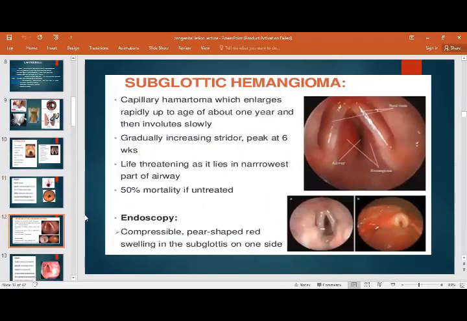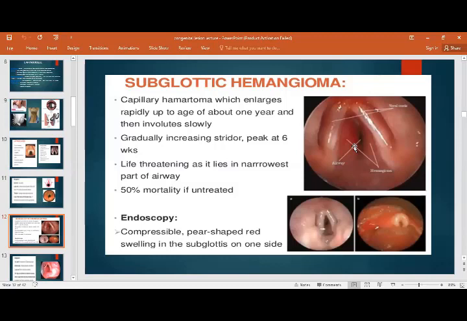Now the next condition, which is a congenital condition, is subglottic hemangioma. I hope you have an idea about the different types of hemangiomas. One is capillary and the other is cavernous hemangioma. Capillary hemangiomas, as we already know, are small in size. It normally occurs in the case of laryngeal hemangiomas, and of course, initially it is small, but later as the patient grows, the size of the hemangioma also enlarges.